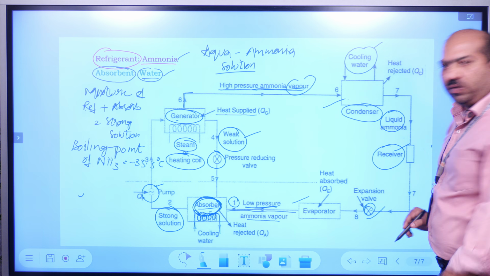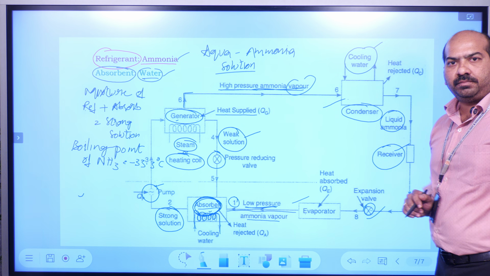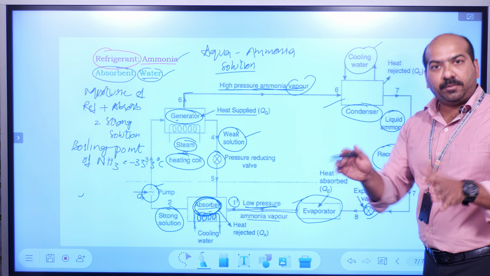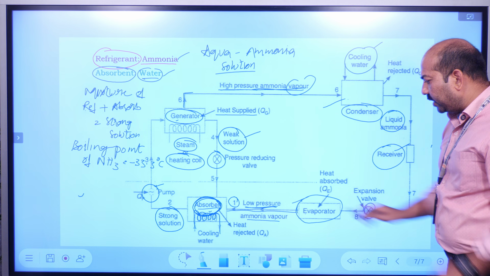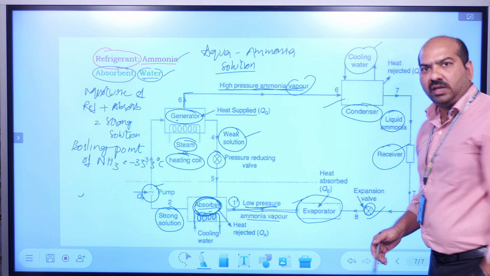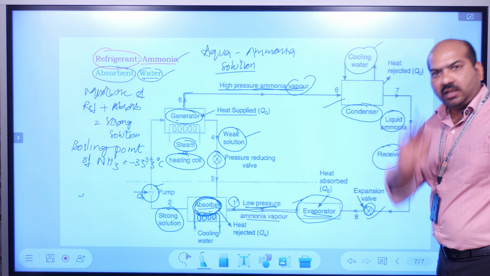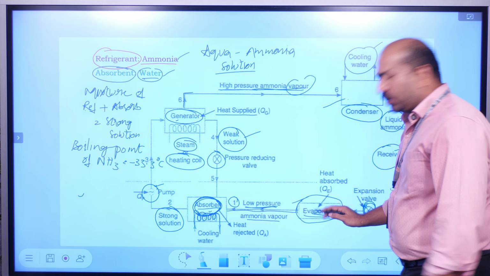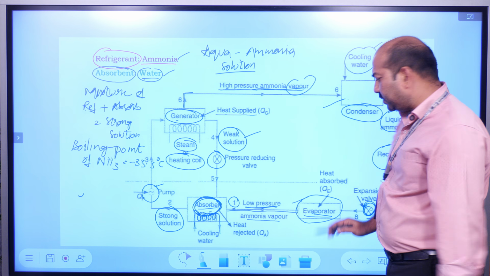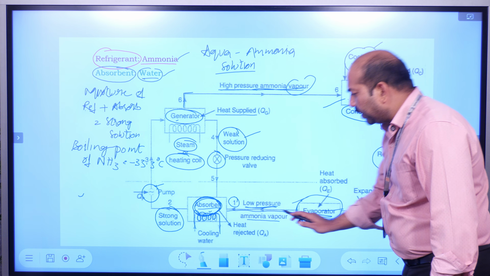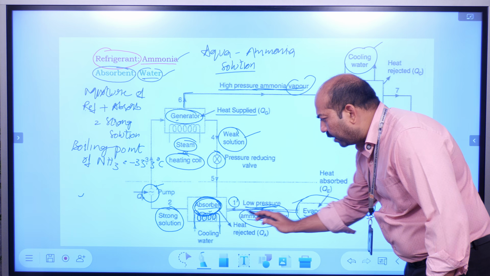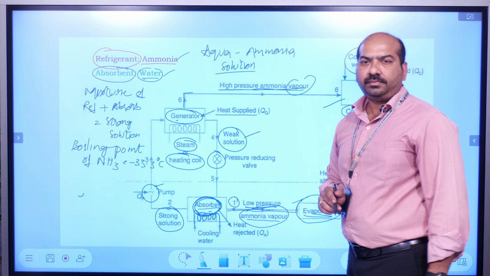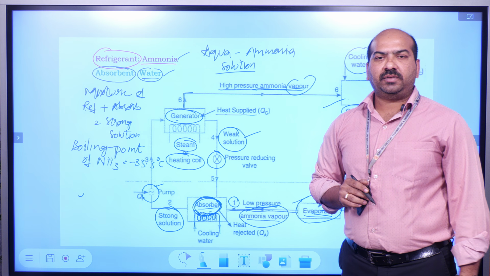Here the question arises: why do we need to incorporate this expansion valve? In order to maintain low pressure in the evaporator and improve its heat absorption capacity, you should maintain low pressure. That is why, before sending the liquid ammonia into the evaporator, the pressure has to be reduced, and that is why the expansion valve has been placed here. After absorbing heat from the various sources, the liquid ammonia is converted into ammonia vapor. Thus the cycle is completed and starts again. So that's all on the vapor absorption refrigeration system. Thank you all.